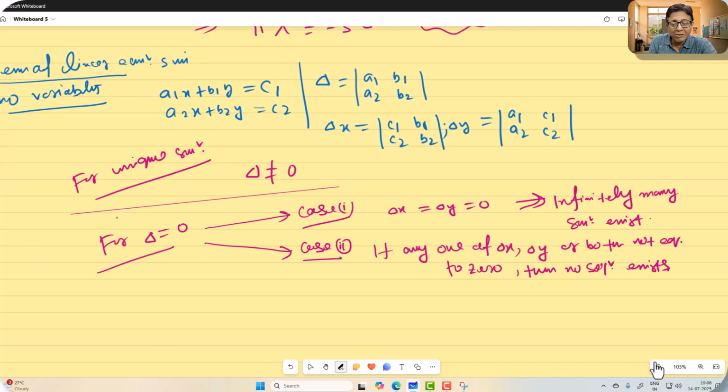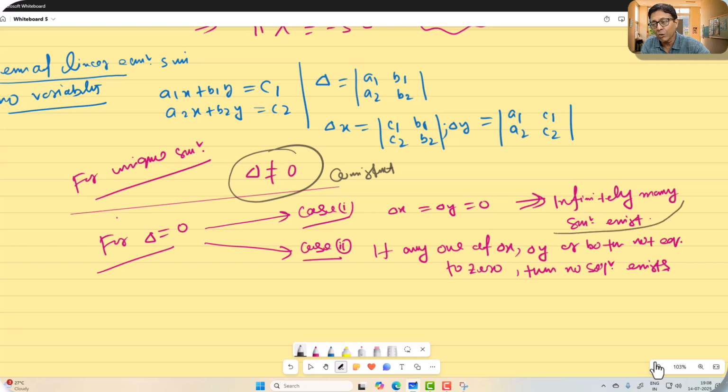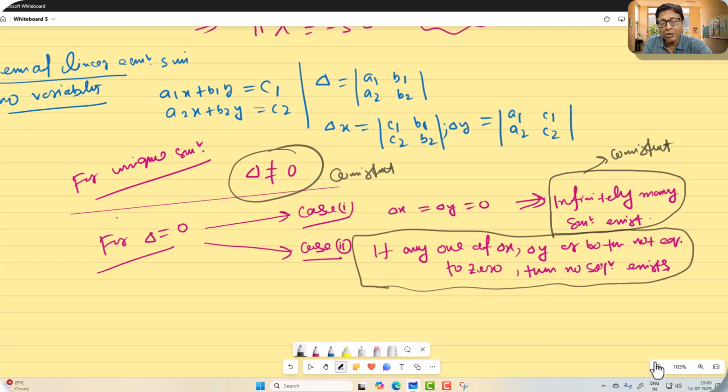So for a system of linear equations, it will be consistent here. In this case, consistent. In this case also consistent. In this case, it is inconsistent. If delta equals 0, but any one or both of delta x, delta y are not equal to 0, in this case the system of equations is said to be inconsistent. Okay?